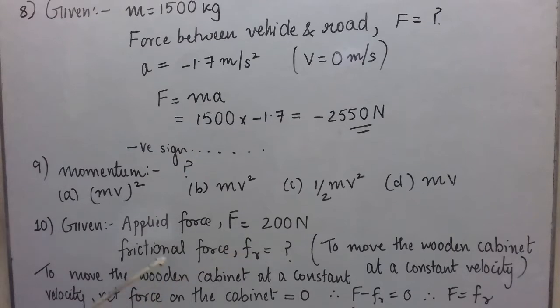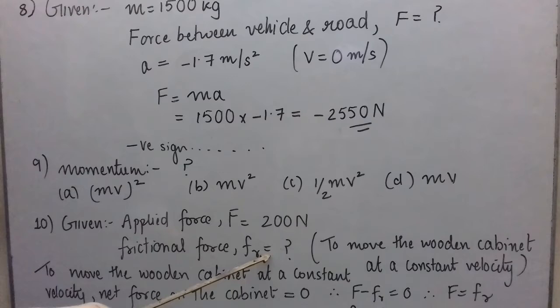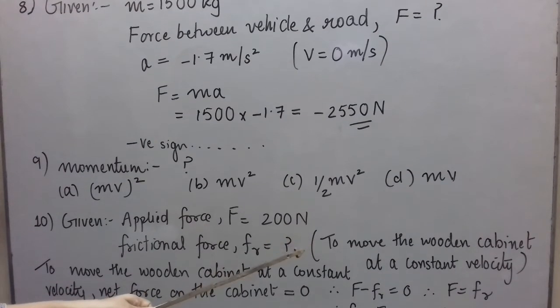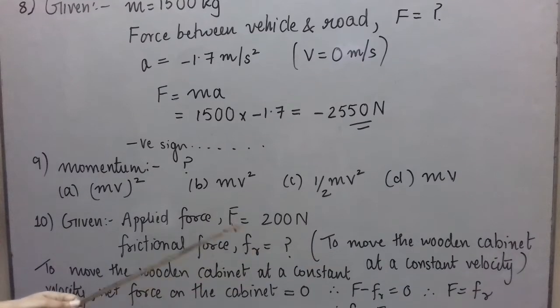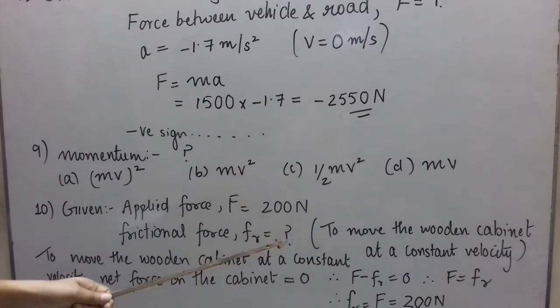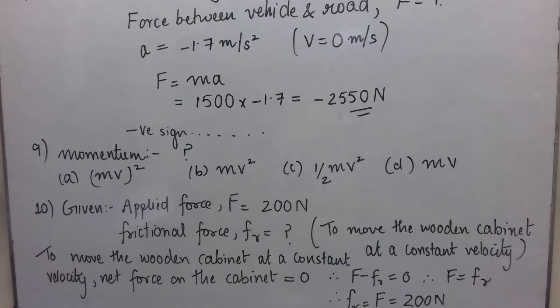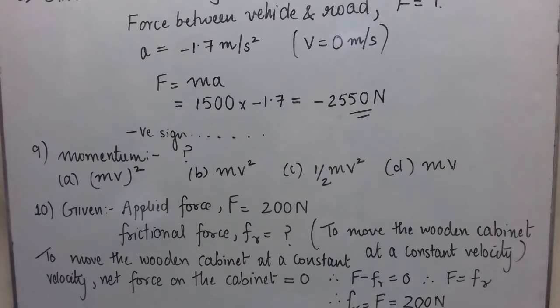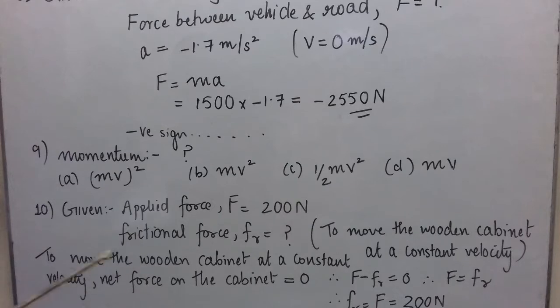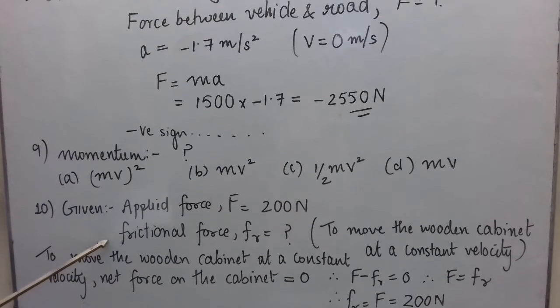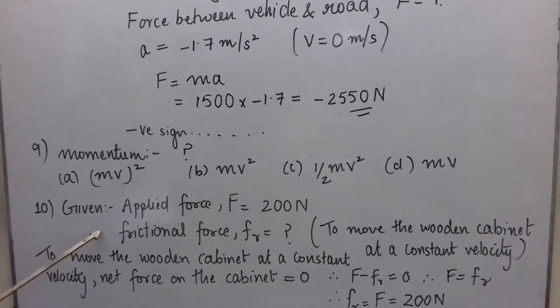So we are going to find the frictional force that exists between the floor and the cabinet, so as to move the wooden cabinet at a constant velocity. Now we know that when the wooden cabinet moves at a constant velocity, remember Newton's first law of motion? According to that, if an object has to move at a constant velocity, there should be no external unbalanced force acting on it. So if you know Newton's first law of motion, you can easily answer this question.